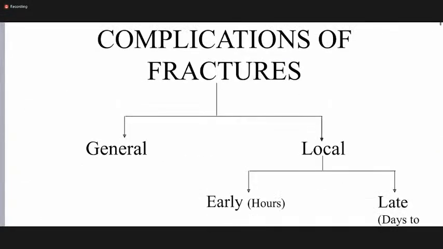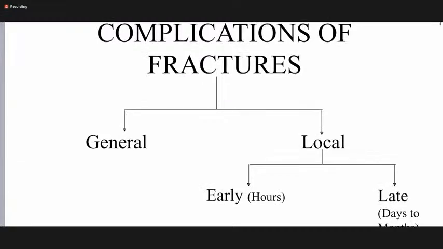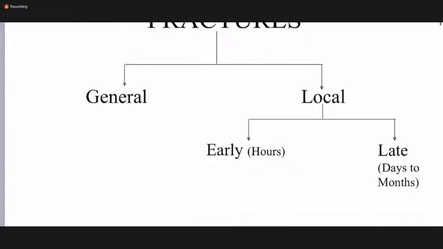Good. Next, we go to complications of fractures. We know that whenever there's a fracture, there's a ligament injury, and complications may occur. They are divided into general or local, and then local is further subdivided into early complications, which occur days to months later.